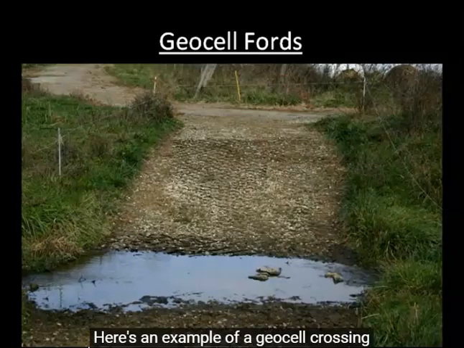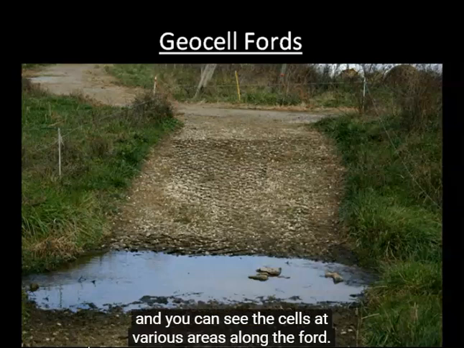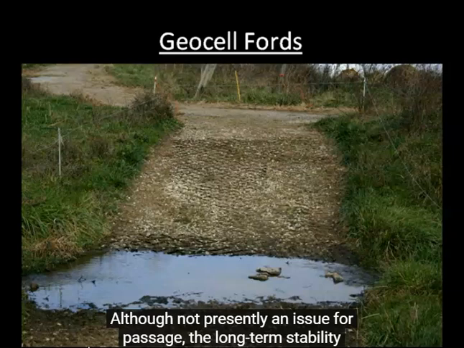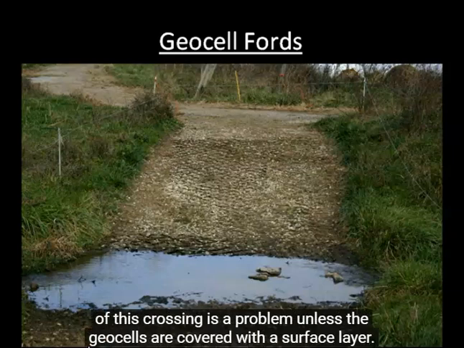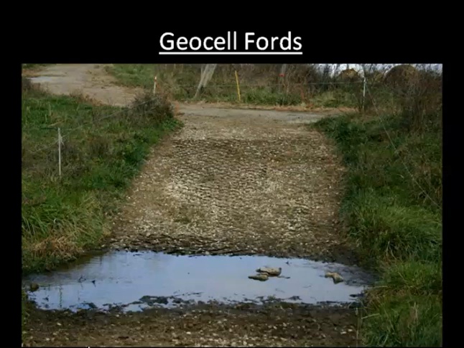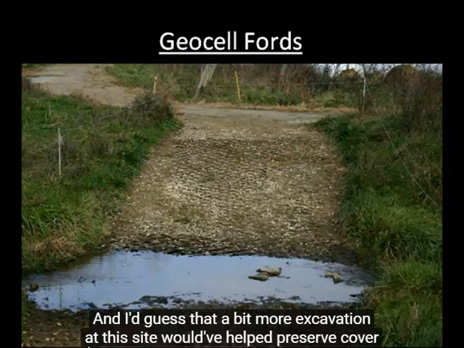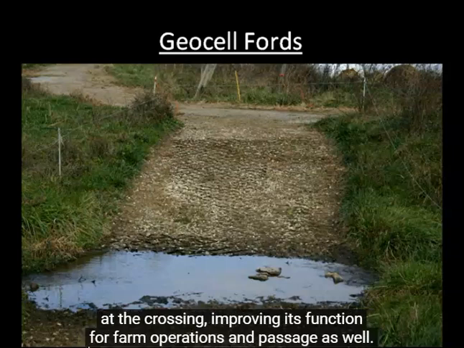Here's an example of a geocell crossing, and you can see the cells at various areas along the ford. Although not presently an issue for passage, the long-term stability of this crossing is a problem unless the geocells are covered with a surface layer. And I'd guess that a bit more excavation at this site would have helped preserve cover at the crossing, improving its function for farm operations and passage as well.